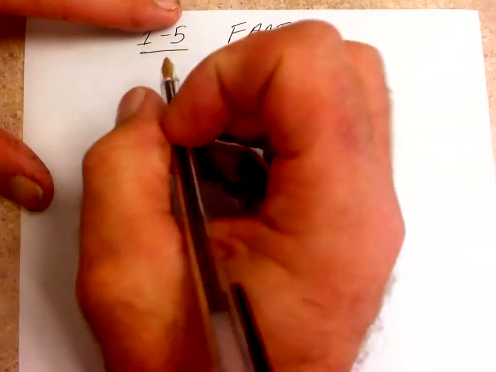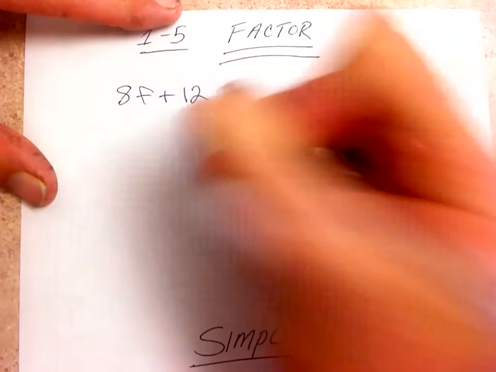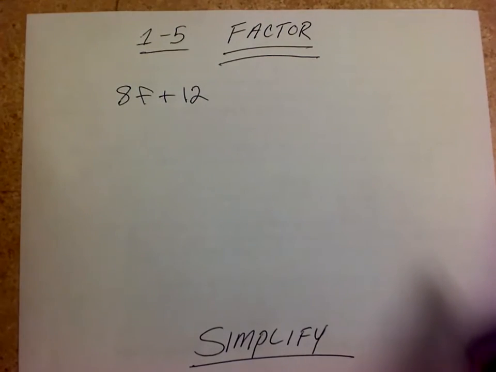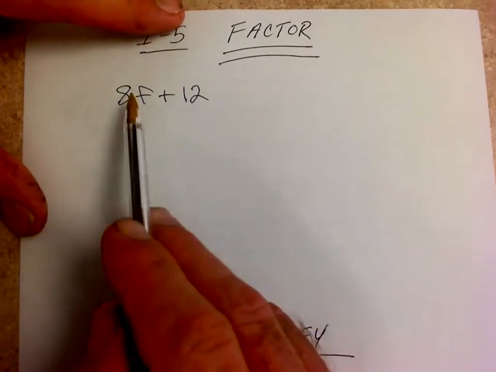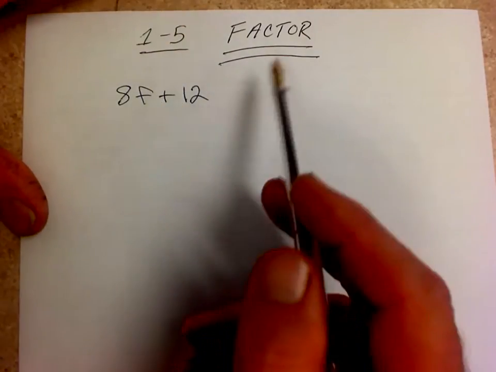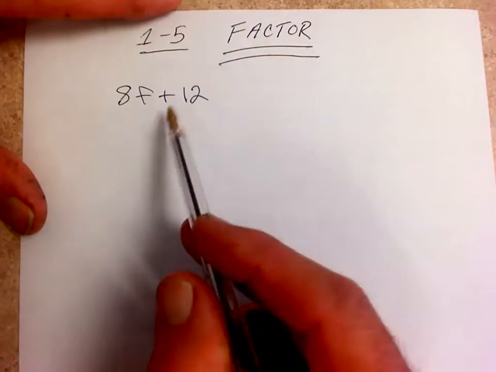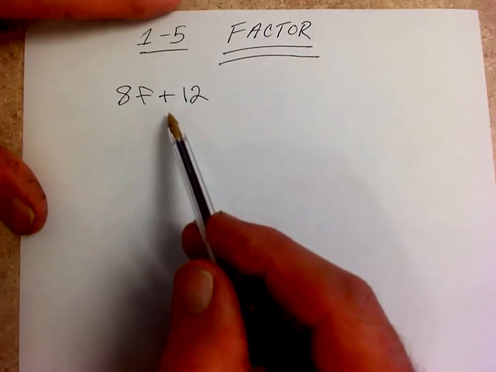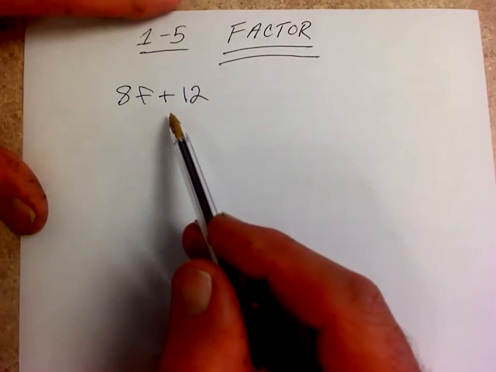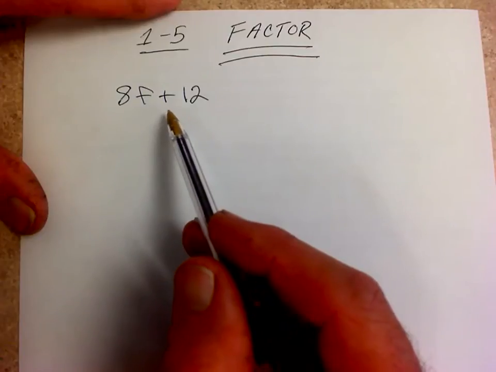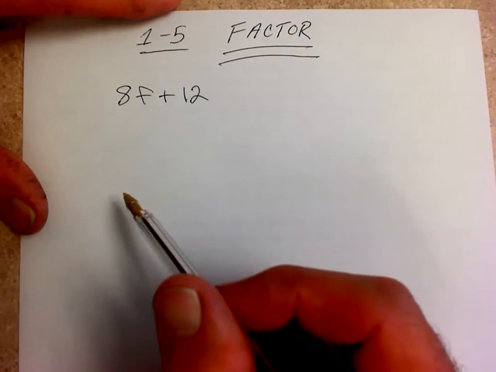So, 8F plus 12. What we want to practice tonight, or be able to do after tonight, is if we're given an expression such as 8F plus 12, we want to be able to factor that expression so we can come up with another version that's equivalent. We are not solving anything tonight. We are not finding any answers tonight. It's all about, can we find another expression that is equivalent to this one?